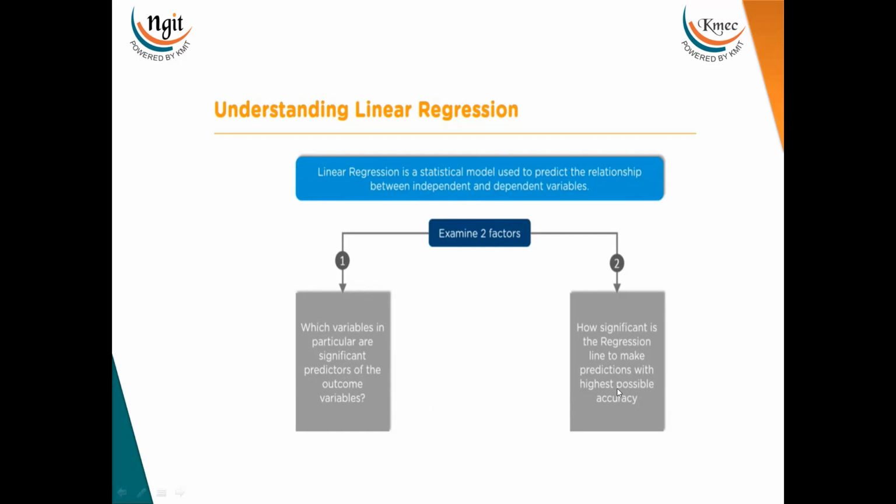The second thing in linear regression is how significant the regression line is for making predictions with the highest possible accuracy. We draw a linear regression line, and we try to fit that line so that the accuracy is highest. These two things we try to achieve throughout linear regression, and we'll discuss them in detail in further slides.